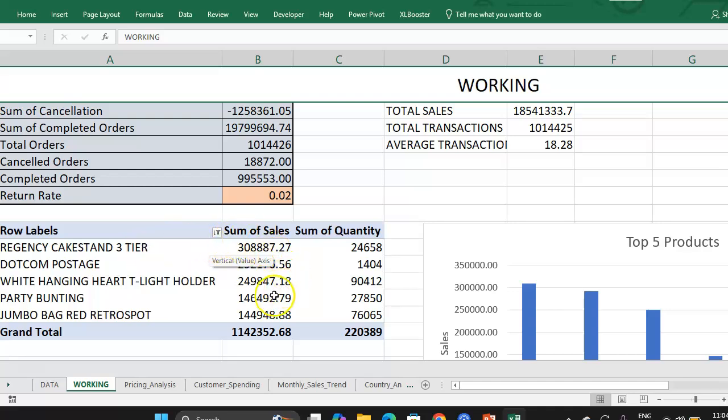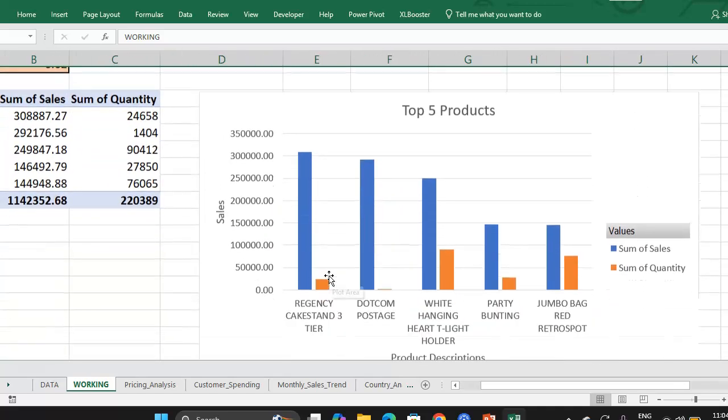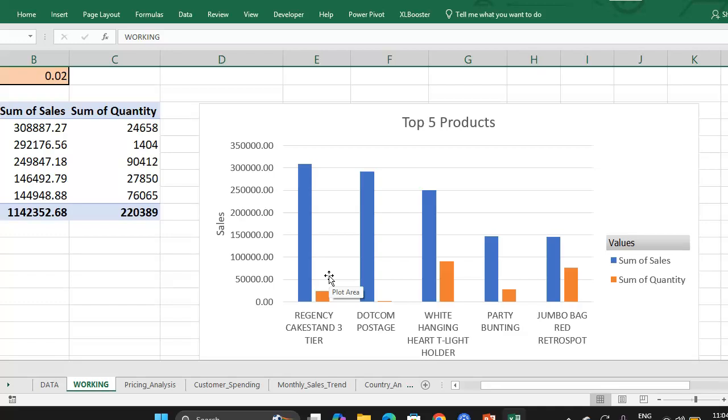This is a product sales analysis power pivot table, and this is pivot chart. Business can use this insight to improve inventory management, focus marketing efforts, increase availability of high demand product. The visualizations clearly highlight the most successful products.